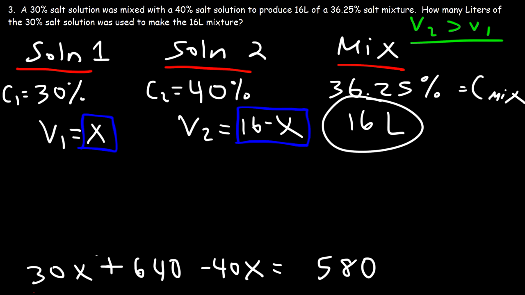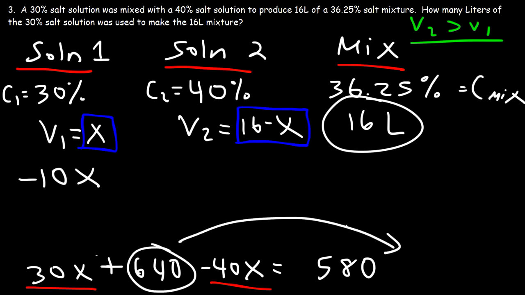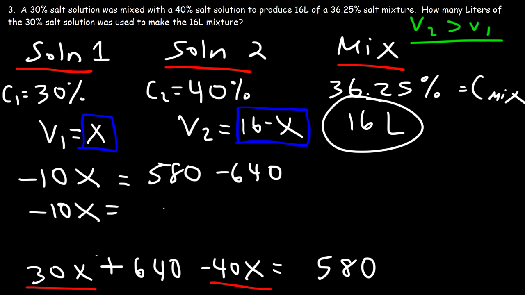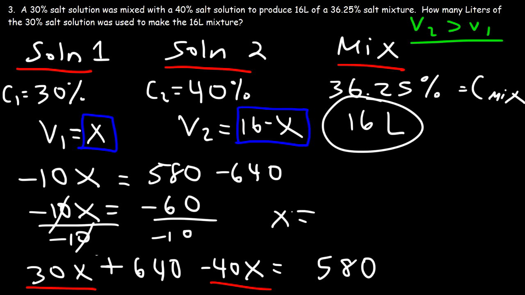So let's combine like terms. We have 30x minus 40x, which is negative 10x. This number, I'm going to move it to this side. So on the right side, it's 580 minus 640. 580 minus 640 is negative 60. And then if we divide both sides by negative 10, negative 60 divided by negative 10, that's 6. So x is equal to 6.